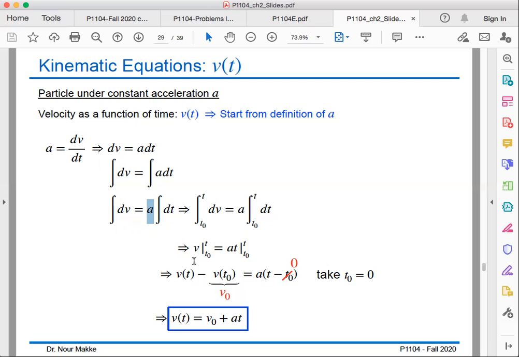So here, v at the time t minus v at the time t0 is equal to a times (t minus t0). Now, in most cases we usually take t0 to be equal to 0, and we denote the velocity at the initial time as v0. So from here we can deduce that if we have a particle moving under constant acceleration, its velocity at any time t is equal to its initial velocity v0 plus a times t, where a is just a constant.